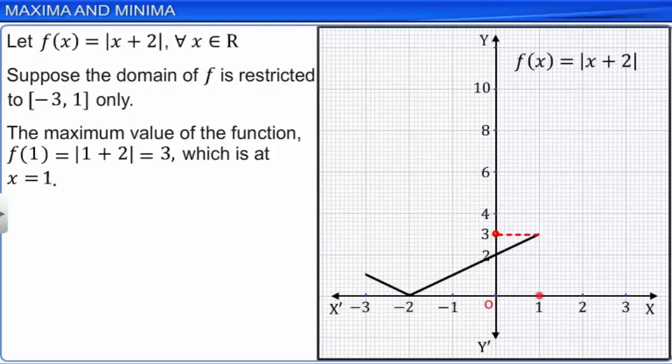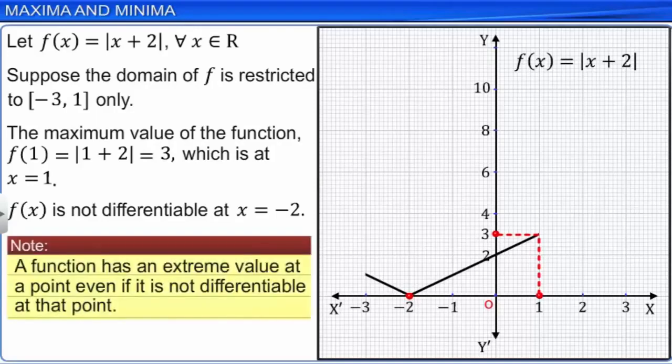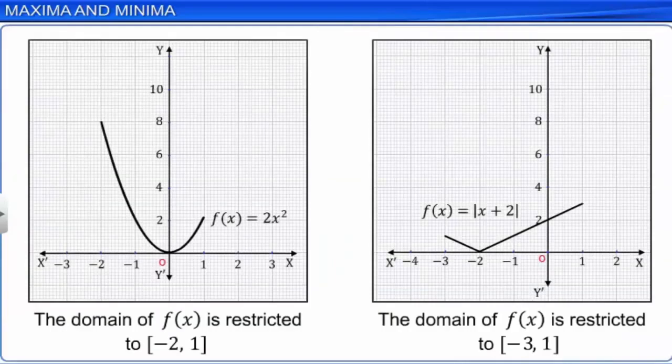If you notice, you will observe that the function is not differentiable at x = -2. This shows that a function has an extreme value at a point even if it is not differentiable at that point. In both the examples discussed, we saw that if we restrict the domain of the function to some closed interval, then the maximum and the minimum values of the functions exist.